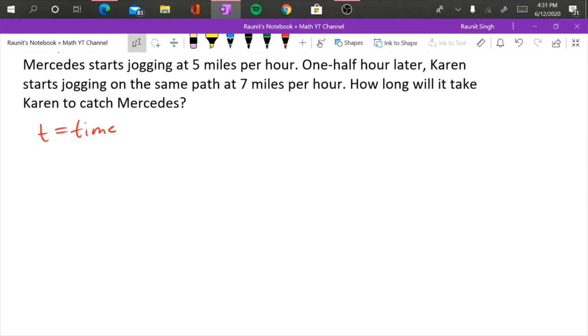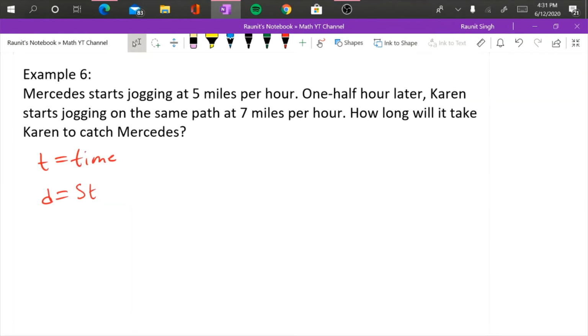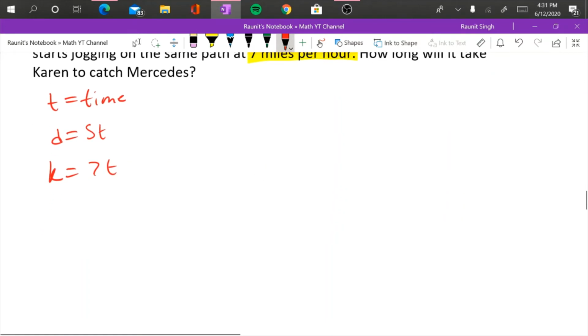Next, if you didn't know, the formula for distance is, what is it? Speed times time, which is known as st. Okay, so distance is equal to speed times time. So we know Karen's speed is 7 miles per hour. So the distance that she travels, we'll just do K is equal to 7 times t, since we don't know what the time is.